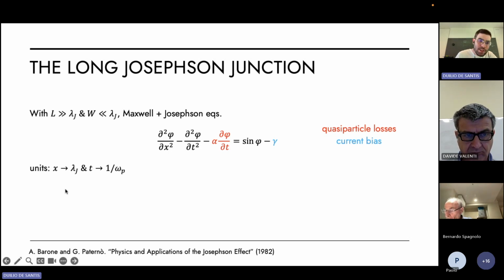So the units here are, the relevant length scale for space is essentially this penetration depth lambda j I was mentioning, and the characteristic time is essentially the inverse of the plasma frequency that you can define for the junction.